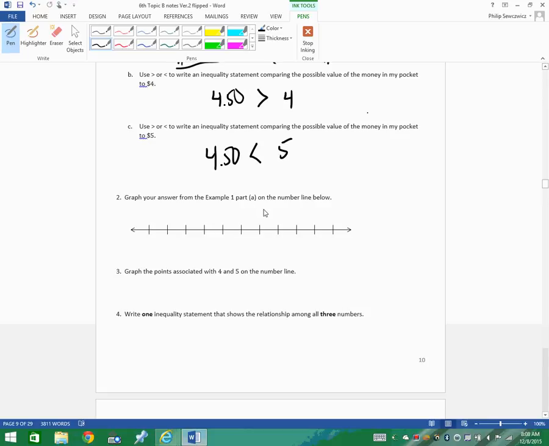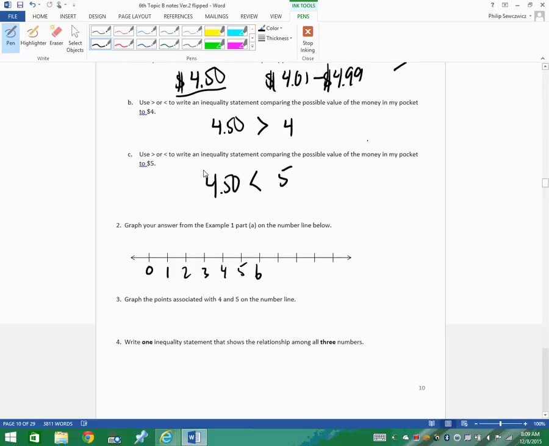Okay, so graph your answer. Example 1 on the number line, from part A. Let's get a 0 in there. Actually, let's not go in between, because we know we're dealing with positive numbers. I'm going to start with a 0 right there, then a 1, a 2, a 3, a 4, a 5, and a 6, and I'll stop right there. So from part A, graph your answer from example 1, part A on the number line. Part A was to come up with a number to use. I chose $4.50, so that's right in between there.